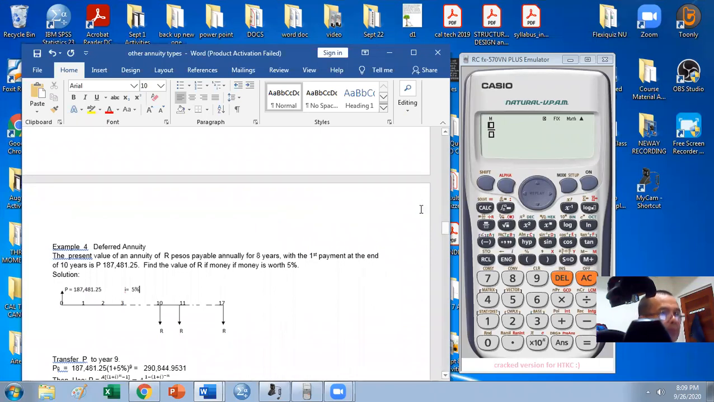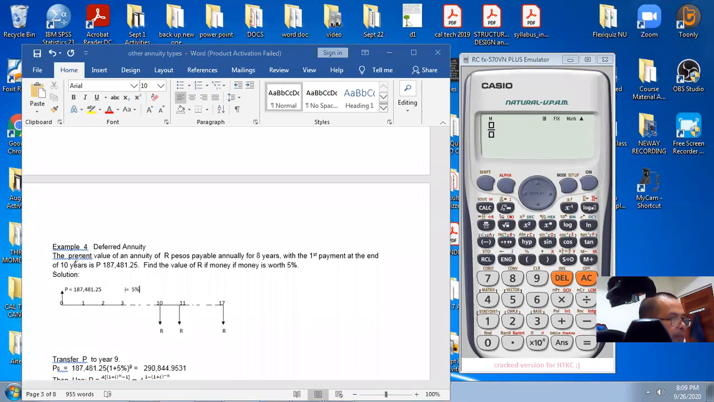Okay, let me read the problem again. The present value of an annuity of R pesos payable annually for 8 years with the first payment at the end of the 10 years is 187,000. Ibig sabihin, deferred annuity ngayon to. Ito yung present worth ng pera. Kaya lang, nagsimula yung payment sa 10 hanggang 17. So, ilang payment yung 10 hanggang 17? 17 minus 10 is 7 plus 1. Bali, 8 payments siya, right? That will be 8 payments.